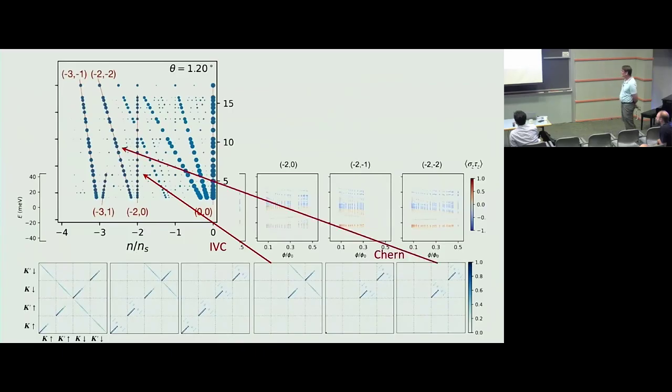However, if we look at this -2 state, the density matrix looks completely different. The intervalley coherence is lost, and the proper way to think about it is as a magnetic field stabilized Chern state.